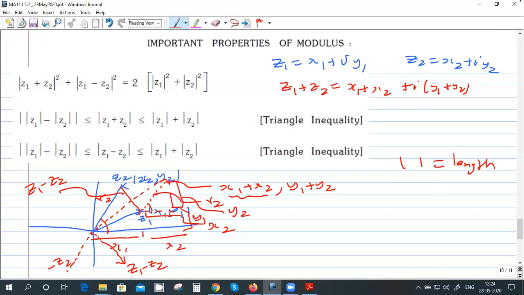So we have this property of the parallelogram: the sum of the squares of the diagonals, d1 squared plus d2 squared, equals twice the sum of the squares of the sides, a squared plus b squared. Do you know this property or not? In a parallelogram the sum of the squares of the diagonals equals the sum of the squares of the sides. If you don't know, just know this now.